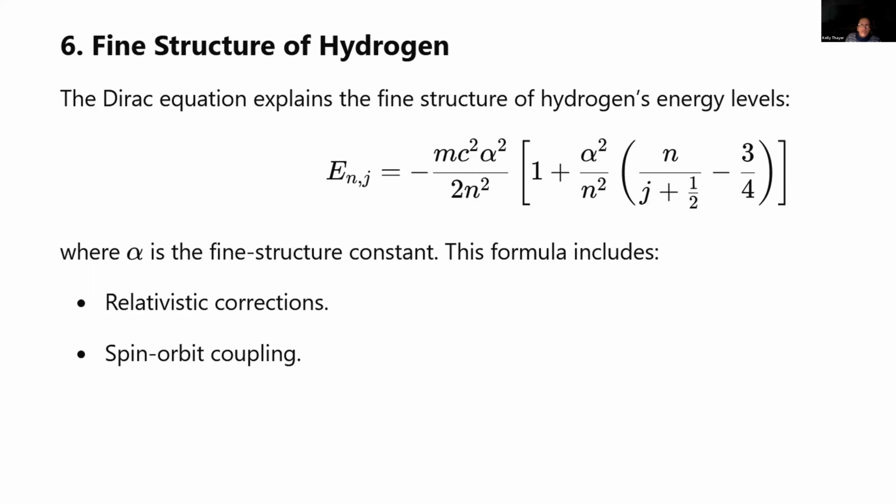So the Dirac equation explains the fine structure of hydrogen's energy levels. Here we have E of n comma j equals mc squared alpha squared over 2n squared times the quantity in the brackets. So we have 1 plus alpha squared over n squared, and we have n over j plus 1/2 minus 3/4. Alpha is going to be the fine structure constant. This formula includes the relativistic corrections, and the spin-orbit coupling is another term that's in it.